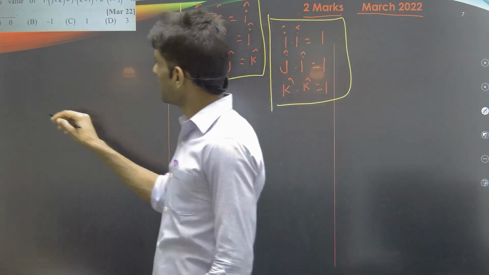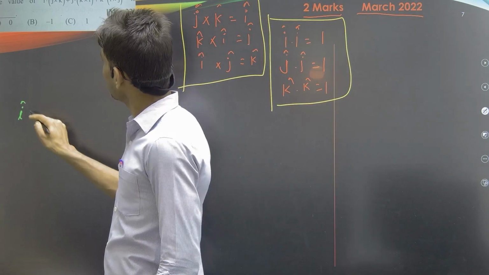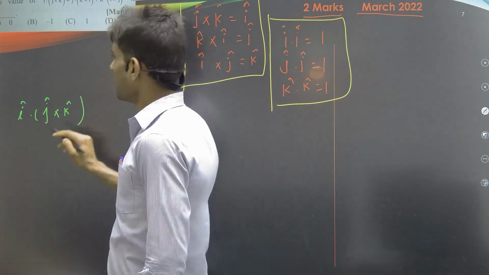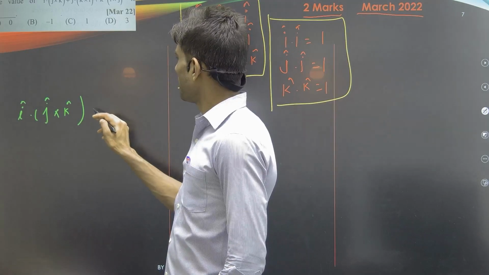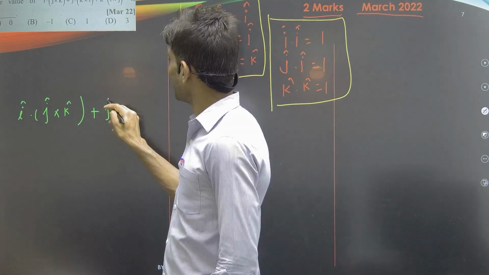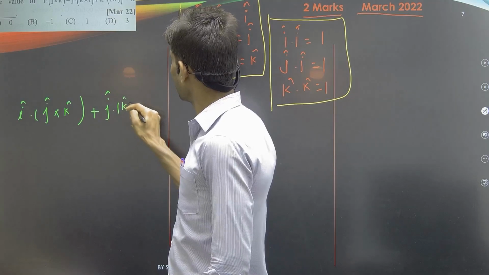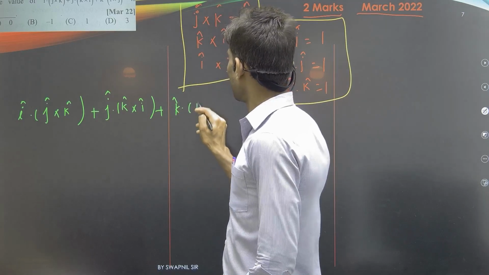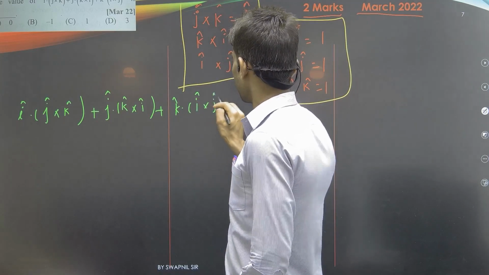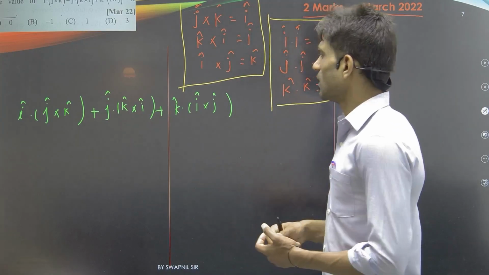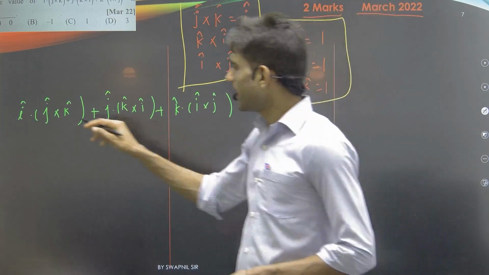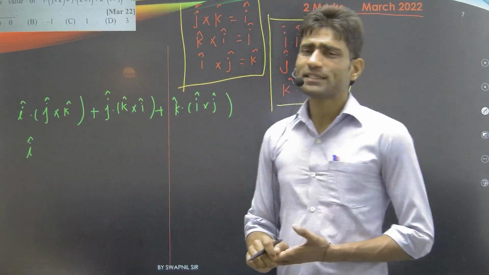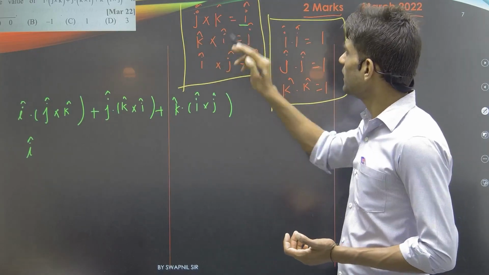Yes, so we are given i cap dot j cap cross k cap plus j cap dot k cap cross i cap plus k cap dot i cap cross j cap. We want the value of all these vectors. We can keep i cap as it is, we cannot change the i cap. But j cap cross k cap represents i cap.